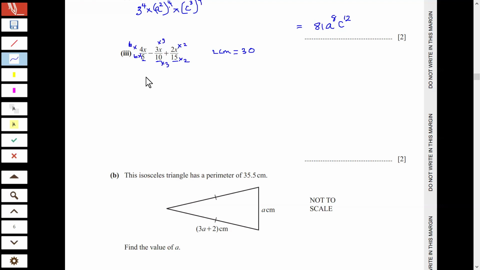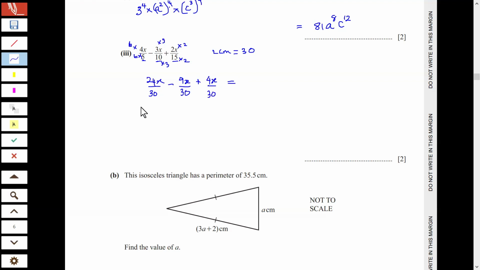So 6 times 4 is 24x over 6 times 5, 30, minus 3 times 3x is 9x over 3 times 10 is 30, plus 2 times 2x is 4x over 15 times 2, which is equal to 30.